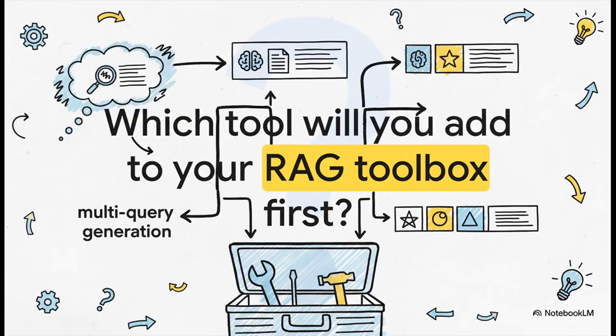And that brings us to the end. We've seen how transforming a user's query before you even search can unlock a massive improvement in performance. From simple synonyms to the crazy cleverness of HyDE, you now have a full toolbox to work with. So, I guess the only question left is, which tool are you going to add to your RAG toolbox first?